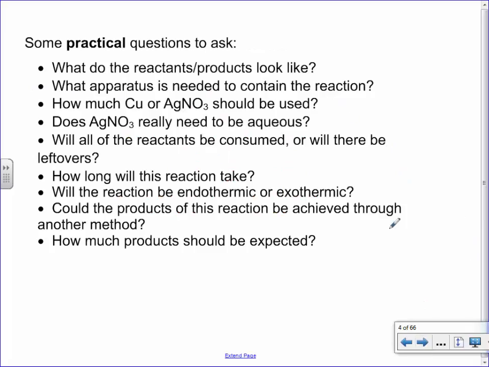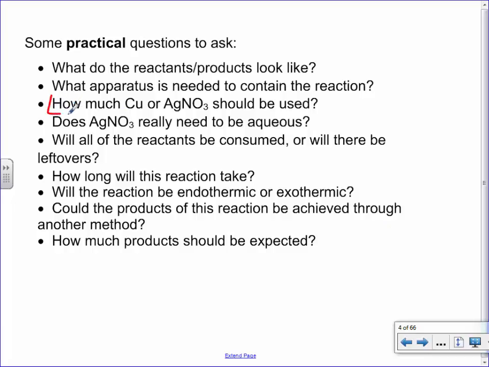What apparatus is needed to contain the reaction? It doesn't talk about anything safety-wise. Is copper nitrate dangerous? Is it toxic? Is it likely to explode? Is it likely to be in a gas format that will escape on us? Chemical reactions don't tell us that.